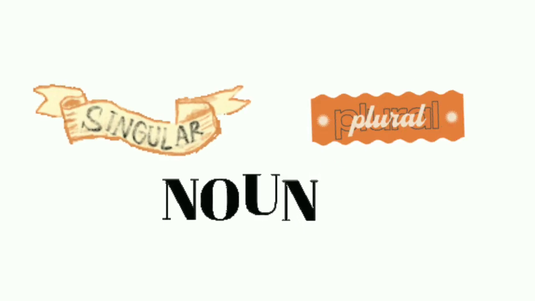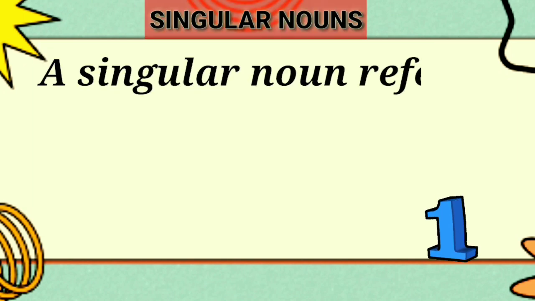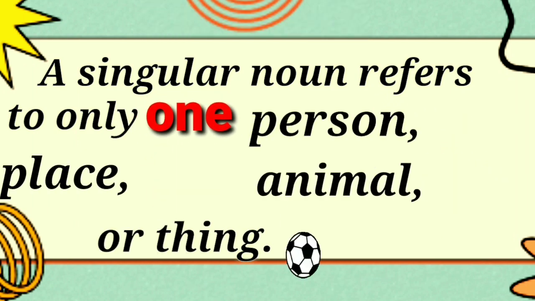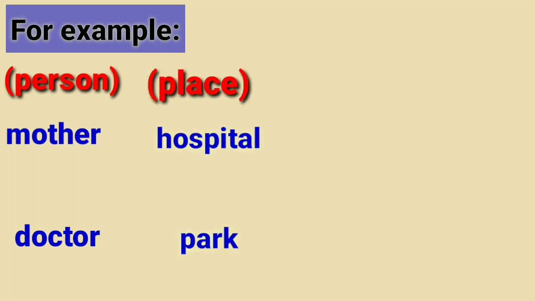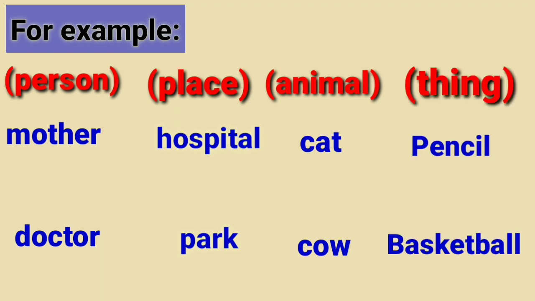A noun names an object, person or place. In this video, we are going to learn two forms of noun, singular nouns and plural nouns. What does singular mean? Singular means one. A singular noun refers to only one person, place, animal or thing. For example, person: mother, doctor; place: hospital, park; animal: cat, cow; thing: pencil, basketball.